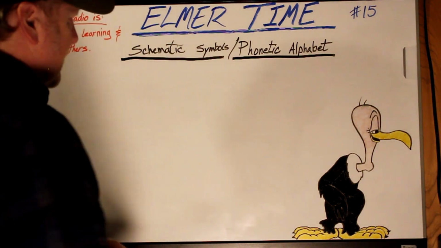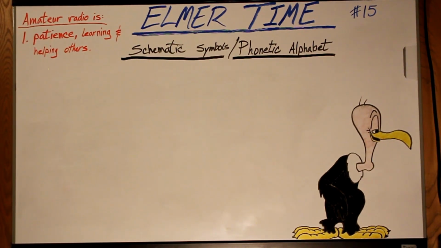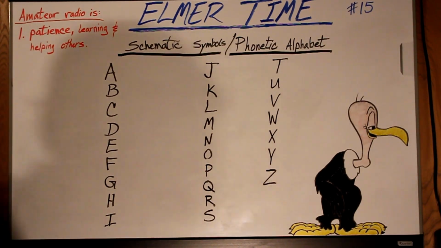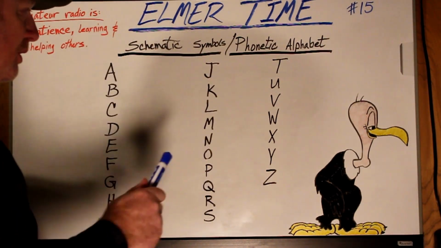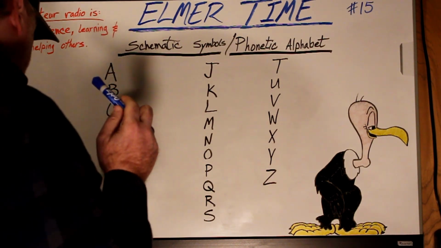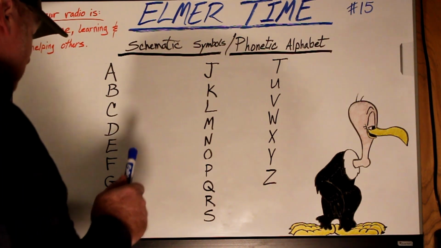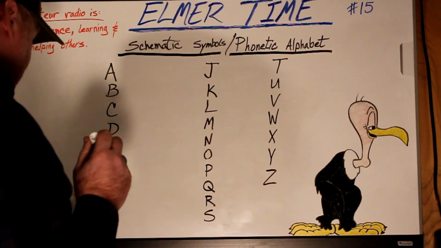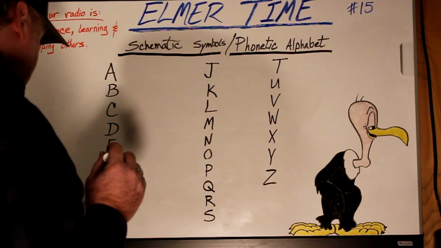I think that's good for now. Let's get into the phonetic alphabet. Okay, phonetic alphabet. There are 26 words that are assigned to the Roman alphabet. These words are a standard.